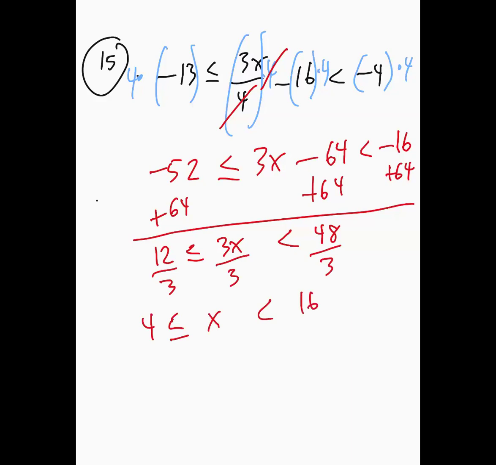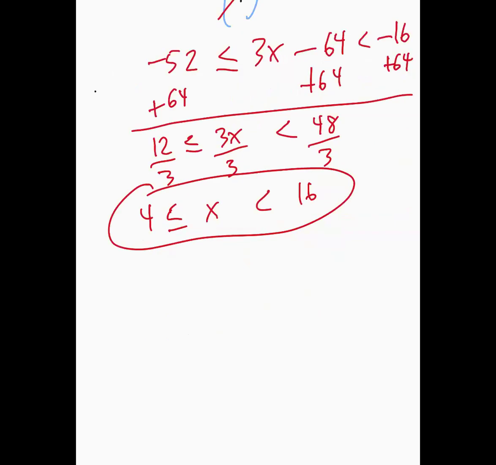This is the solution that I'm going to accept as just this. You don't have to necessarily do interval notation, although you could if you wanted to. So the solution is that 4 is less than or equal to x, and x is also less than 16. So I'm going to put a box around that solution, and I'm going to do that on a number line because it says we have to graph this on a number line.